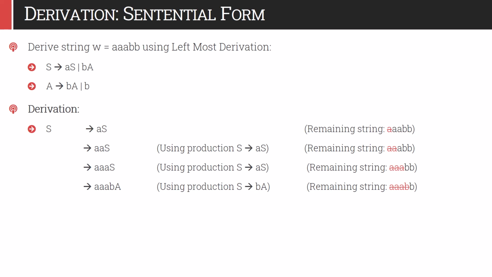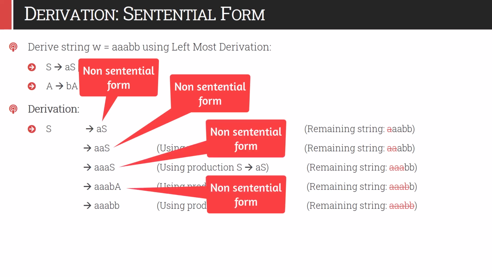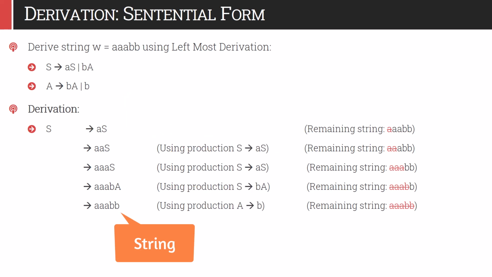So this capital A we can directly replace by small b because that production is available. We can definitely replace that A by small b. And you see that now all symbols are terminal. So this is a string and which is same as W. So we can say that this string is derivable from the given grammar. And that is why this string will be part of the language generated by the grammar. So this W belongs to L of G.